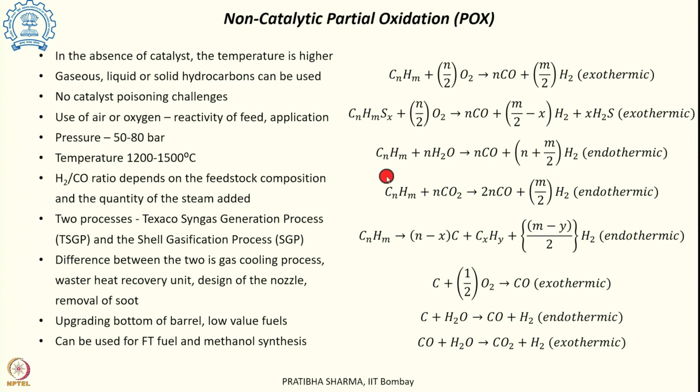Hydrocarbons can also undergo reforming to produce syngas. So, the third reaction is the reforming reaction. Carbon dioxide, which will be formed in the process, can also react with the hydrocarbons to give syngas. So, this is the dry reforming process, and these higher hydrocarbons, under the operating conditions, can crack to give carbon, lower hydrocarbons and hydrogen.